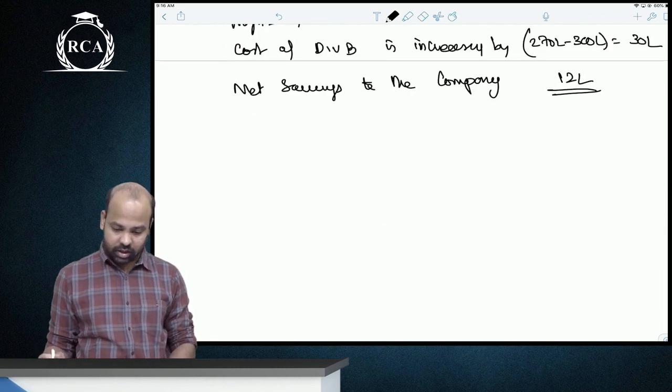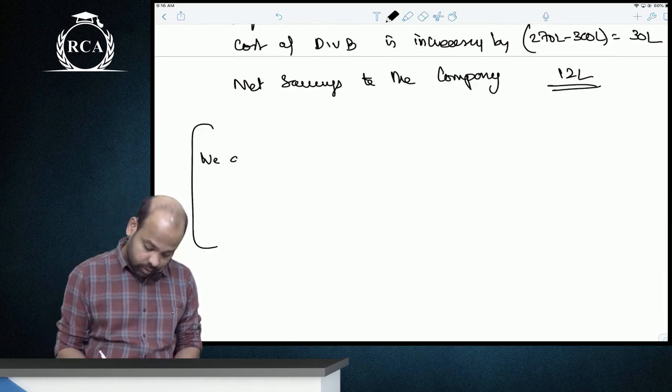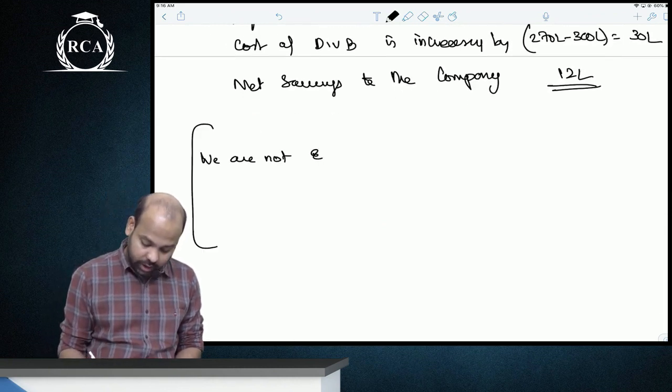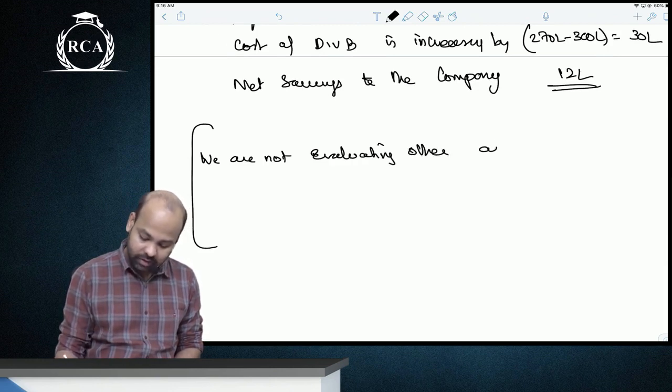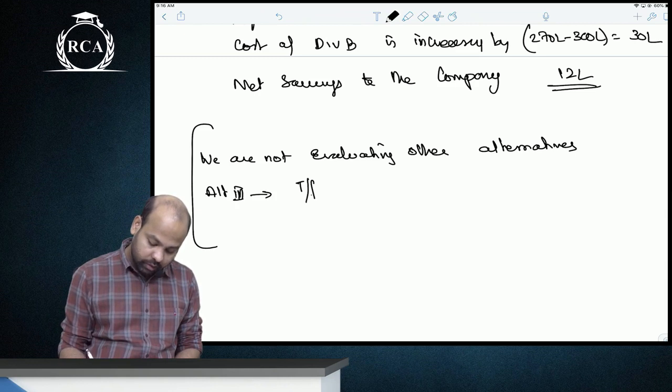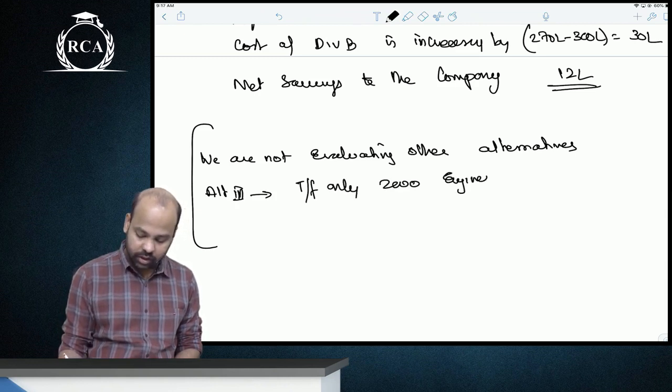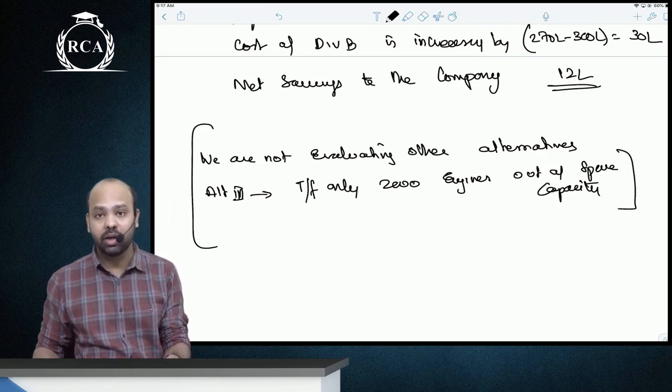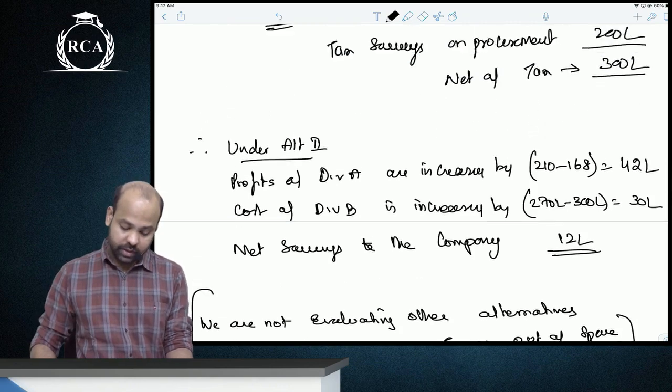We are not evaluating other alternatives. This is very, very important. What is another alternative? Say alternative 3: transfer only 2,000 engines out of spare capacity. This would actually result in a higher profit. The company as a whole would save because of this.